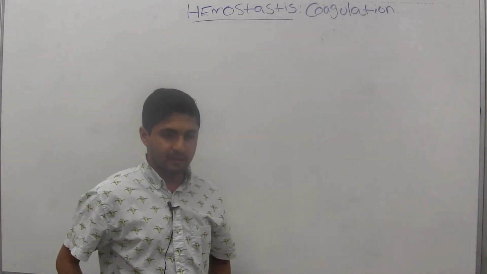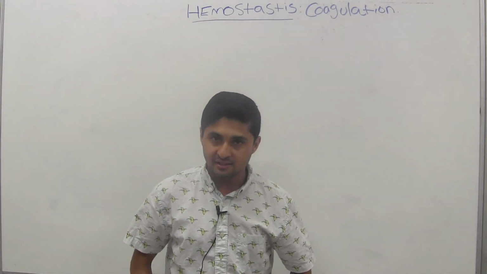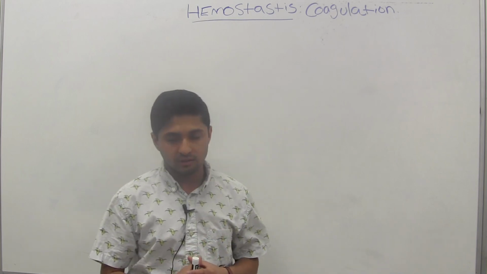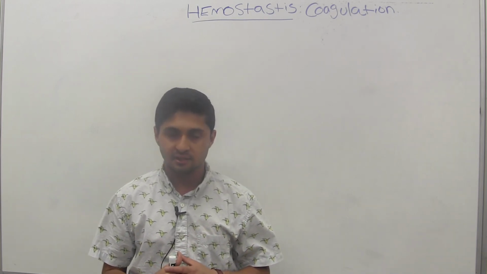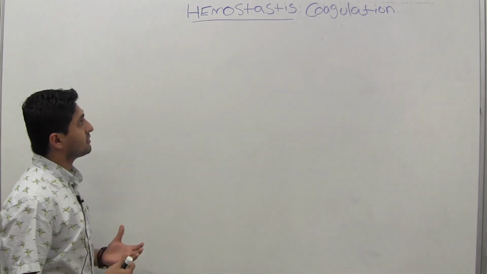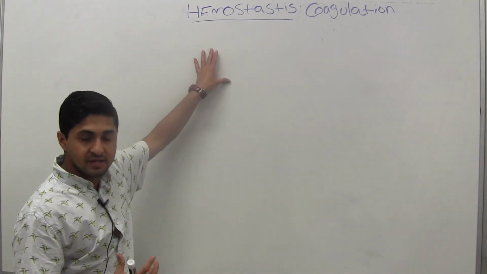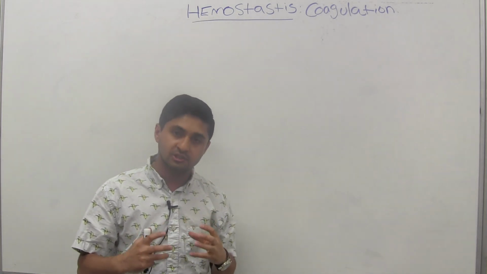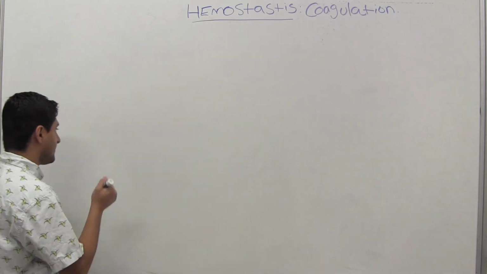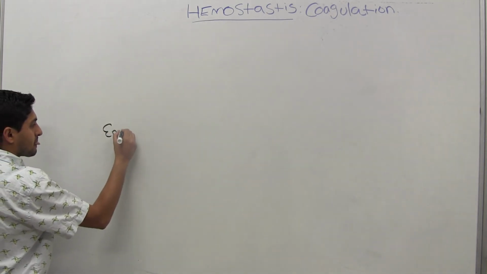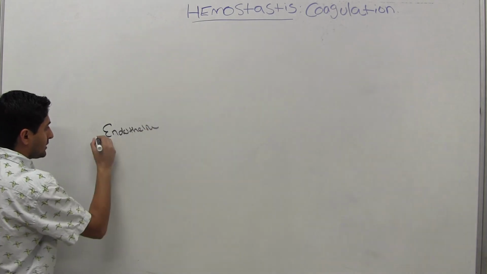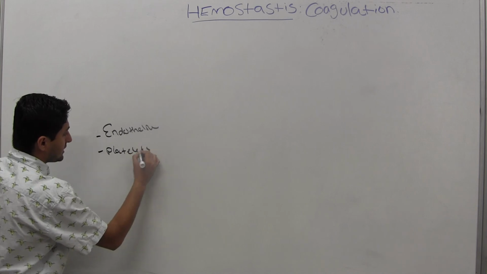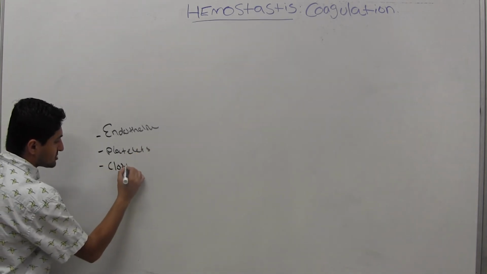Okay, so today we're going to talk about hemostasis. So let's start with the definition of hemostasis. A simple definition is that it's a precisely orchestrated process in which you have, let's say, endothelium, platelets, and also your clotting factors.